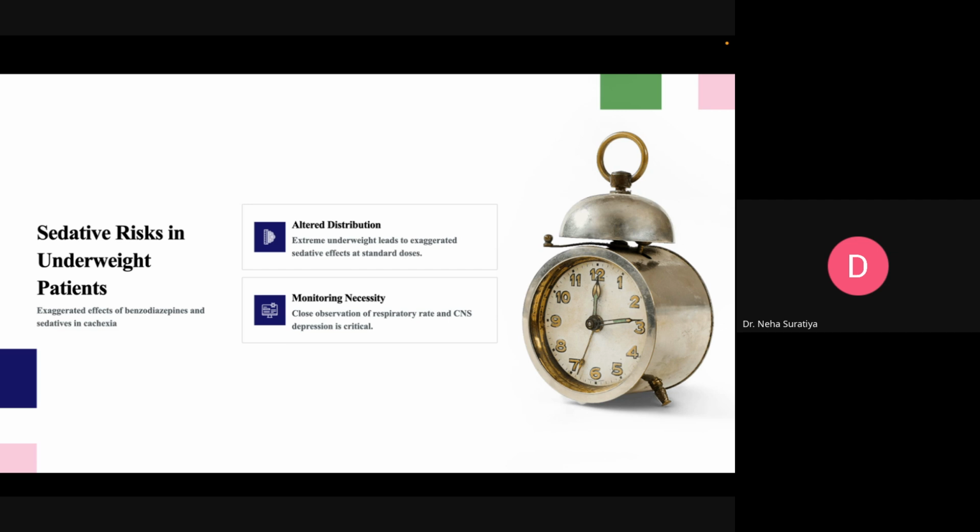You need to monitor respiratory rate, oxygen saturation, and CNS depression in the underweight patient. So start very low, go very slow, and monitor closely. That is the ultimate line for the underweight patient.